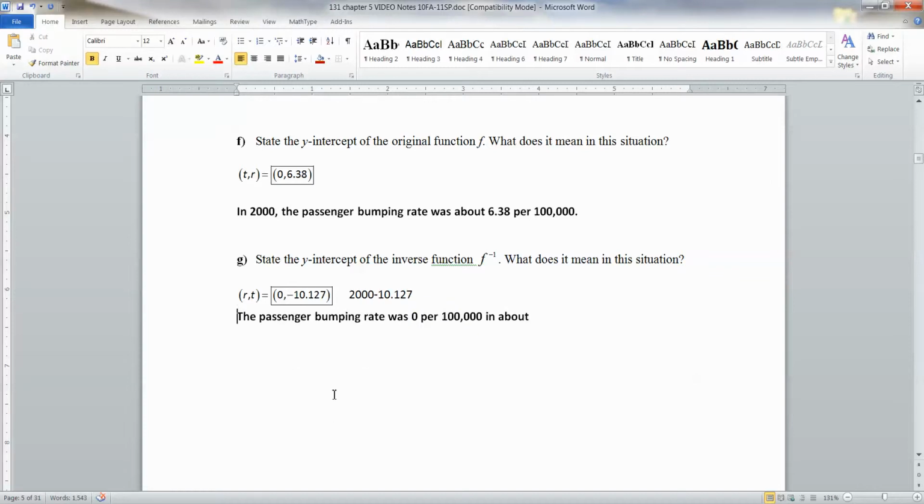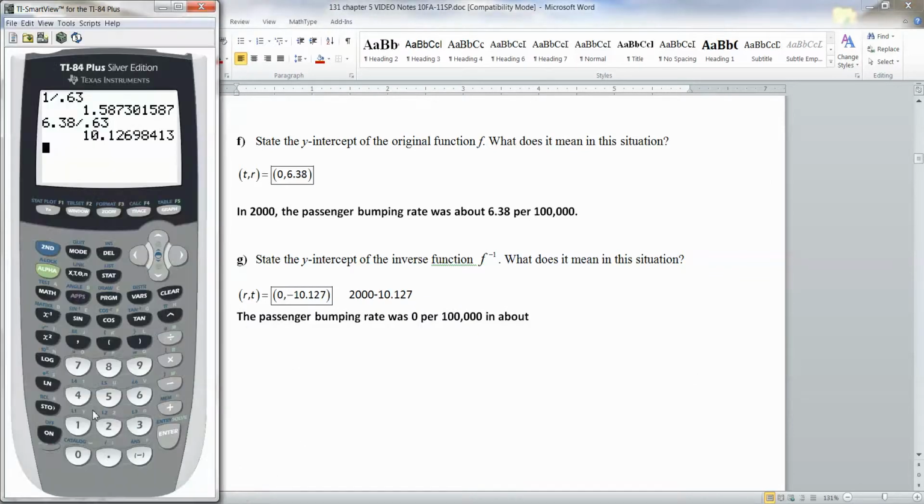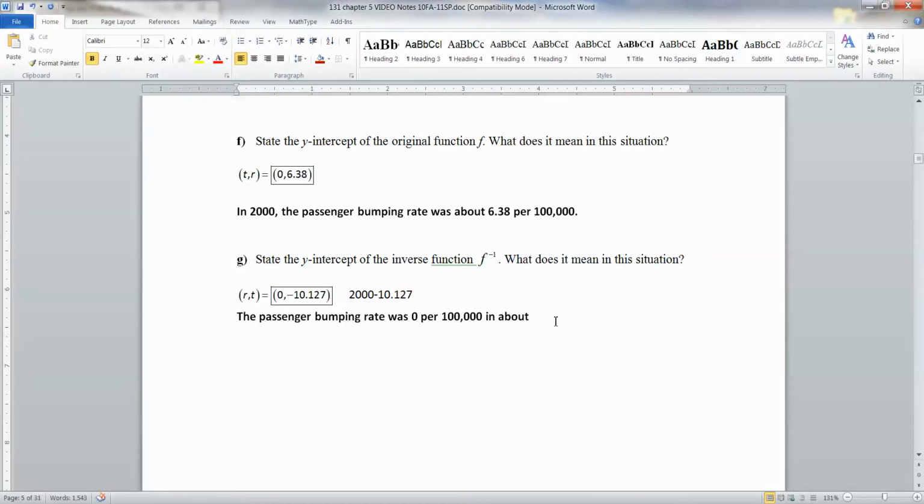There we go. So if I do that just for the fun of it, 2,000 take away 10.127, you'll get about 1989 and some change. So if you rounded, it'd be probably 1990. So in about 1990 when we round it.